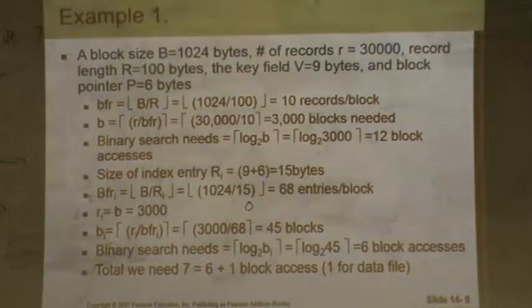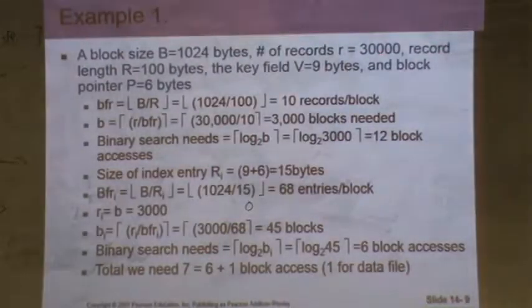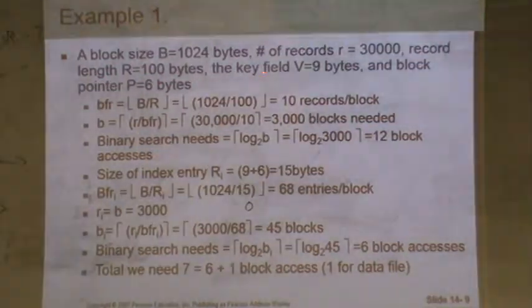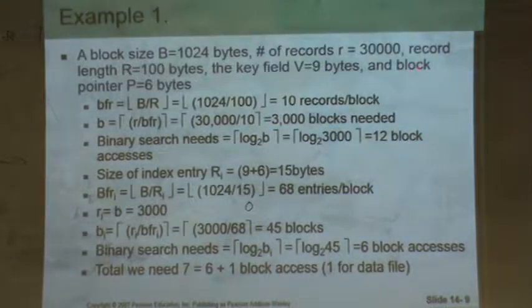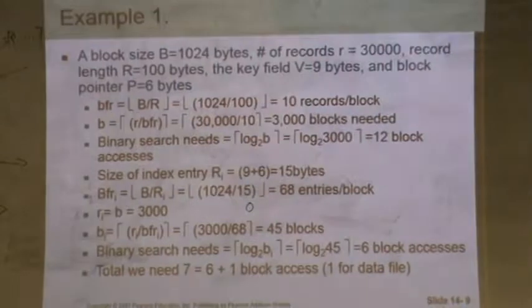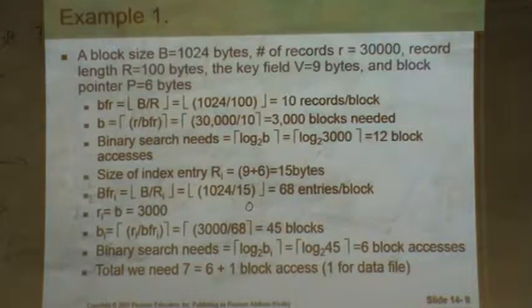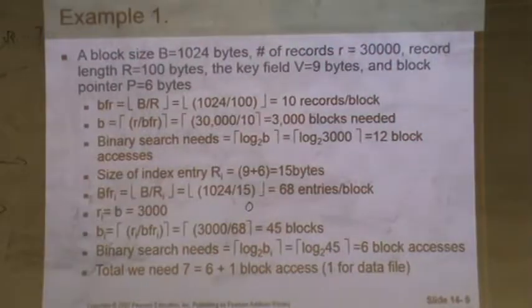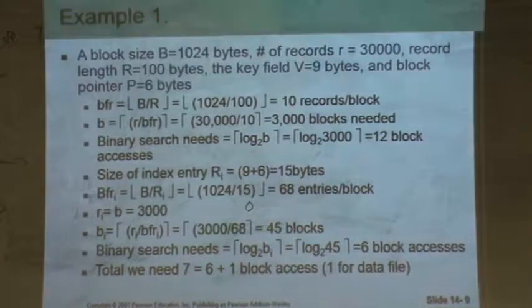Let's take a look one more time at such an evaluation. For example, it's the same example. We have 30,000 records. The record length is 100 bytes. It's slightly different: the key value is 9 bytes and the block pointer is 6, which means the total index entry size is what? 9 plus 6 is 15 bytes. Okay? If you know it's 15 bytes, you can divide.